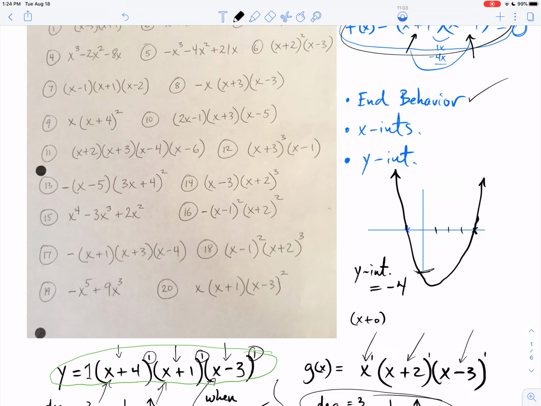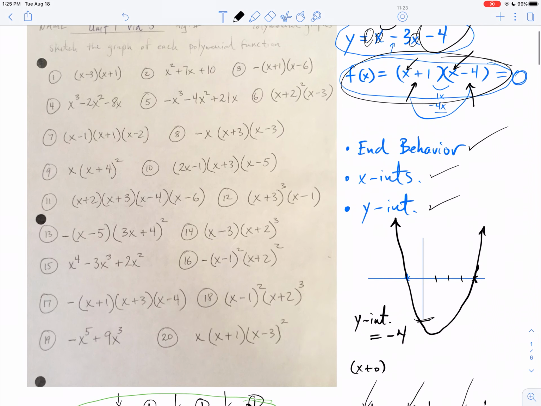Y-intercept, well, you plug in x equals 0, you find a y-intercept. That's not super difficult to understand. X-intercepts, well, you're setting each component equal to 0 to find out the x-intercepts. That's not that horrible. But one thing I have not touched on is what happens if it's fourth power? What if it's fifth power? Let's look at my practice problems I made up here.